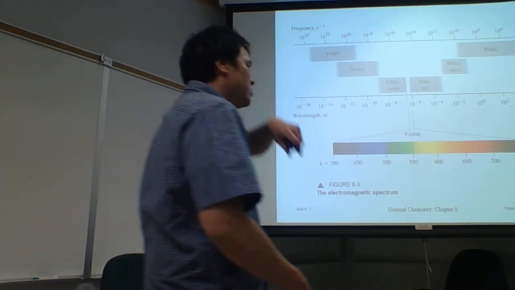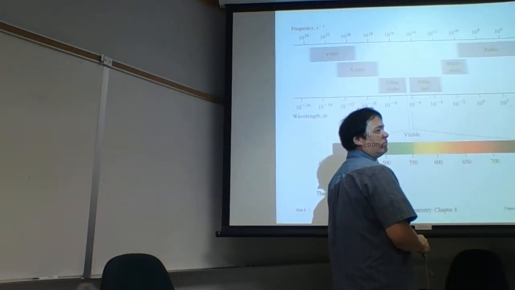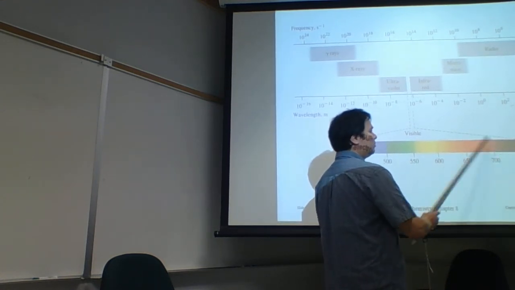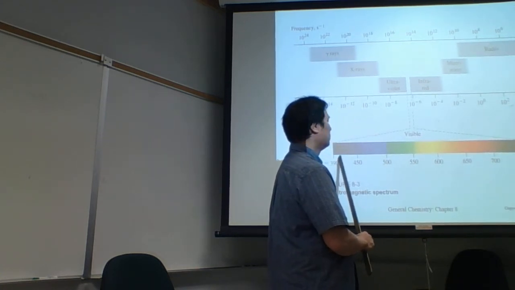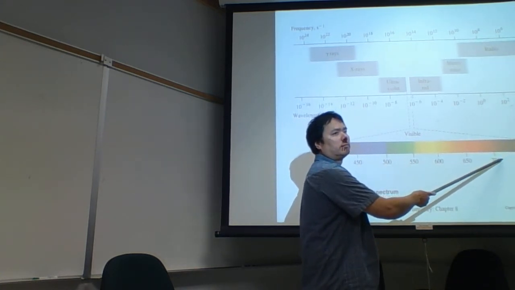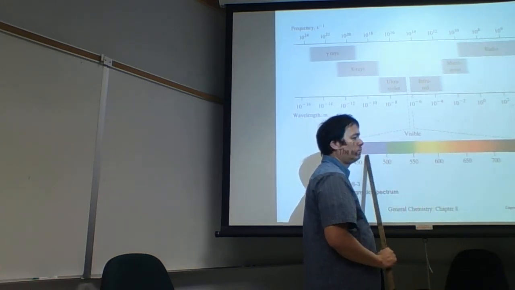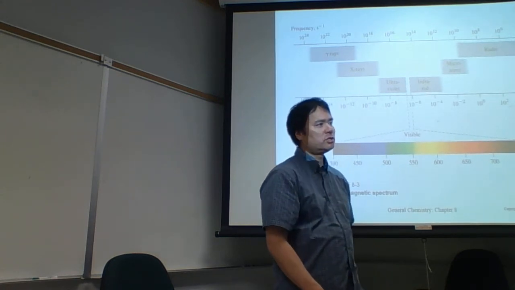That's it. And so red light, is it lower in energy or higher in energy than violet? Which one has higher energy? Red or violet? Violet has higher energy. Red light has lower energy. And that's because there's an inverse relationship between wavelength and frequency. Frequency is directly proportional to the energy.